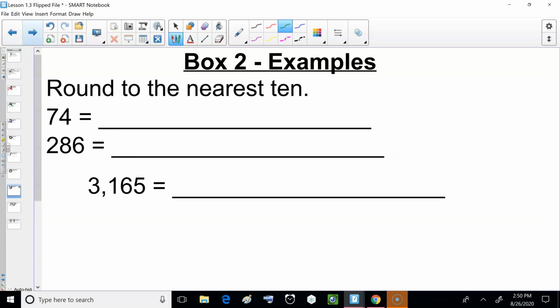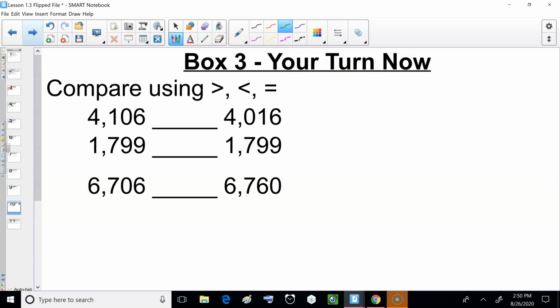And you can now round these to the nearest 10. Let's fix this. Now your turn. And you can round these now to the nearest 10. And last but not least, we're comparing. Compare all 3 of these numbers. Show me which one is greater than, less than, or equal to.